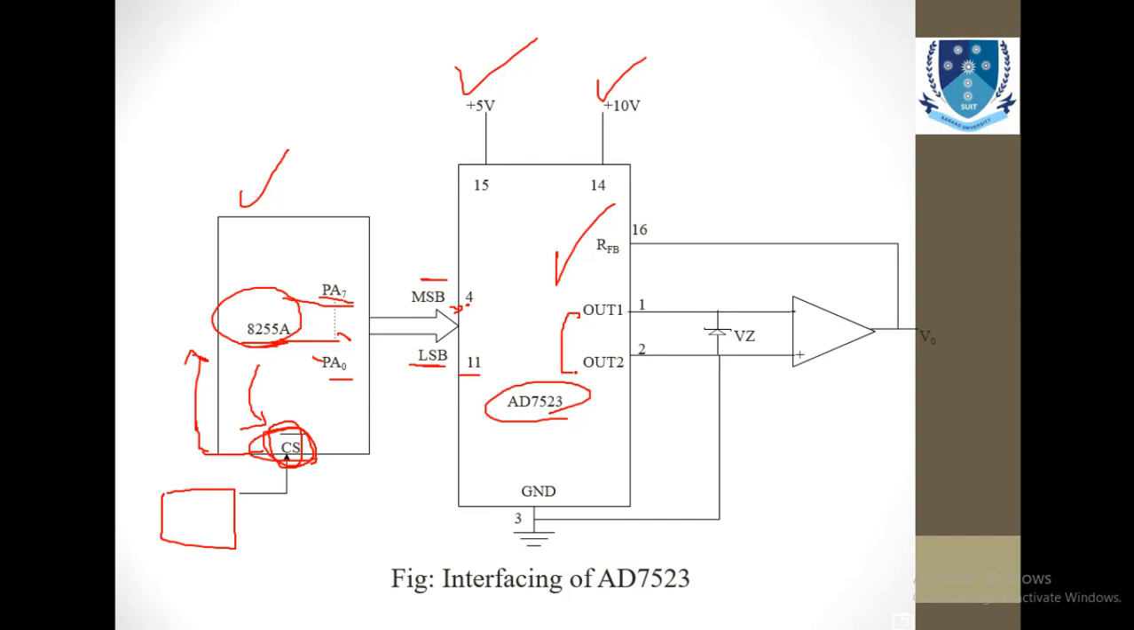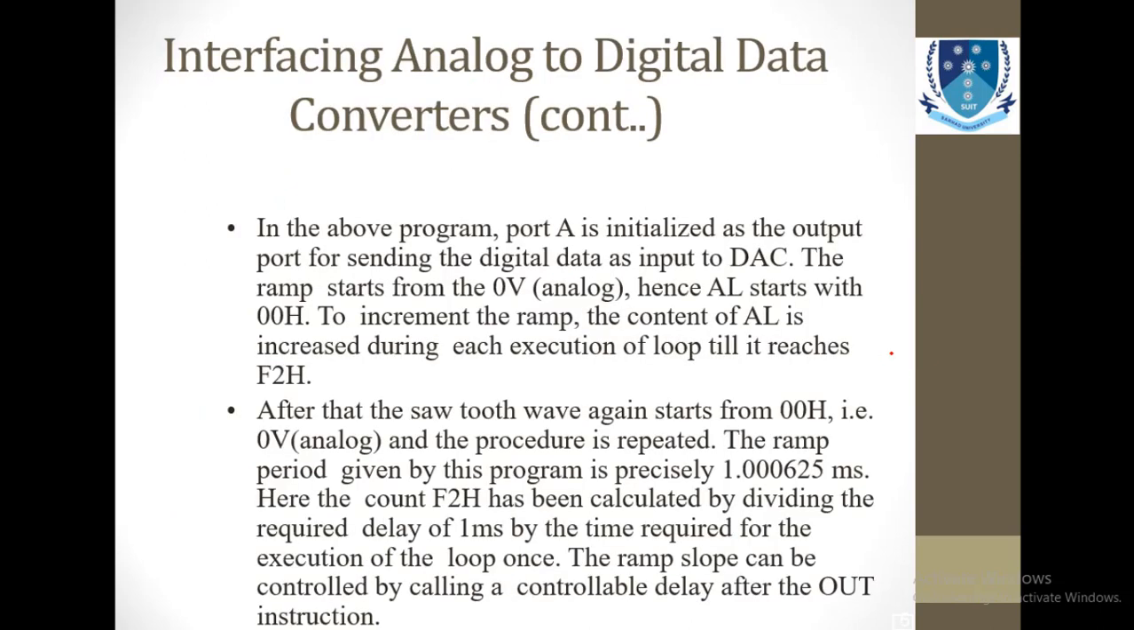These are the major pins which I have provided to you, and this is your ground, pin number 3. So pin number 3 is grounded. Pins 14 and 15 are there for the input from the power supply. 4 to 11 is there for the input from the output of 8255. You see how efficiently we have interfaced this AD7523 with the 8255, and that with the 8086 microprocessor, and it will give you the output over here. Now let's talk about the output.